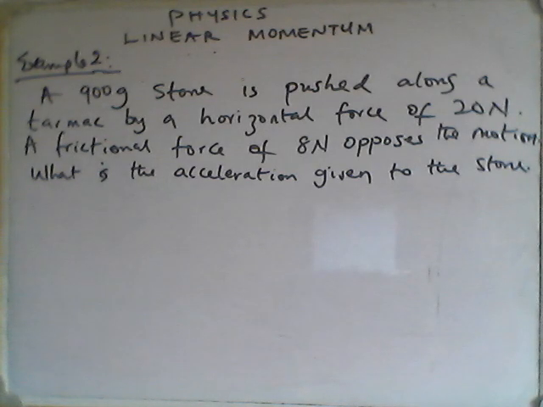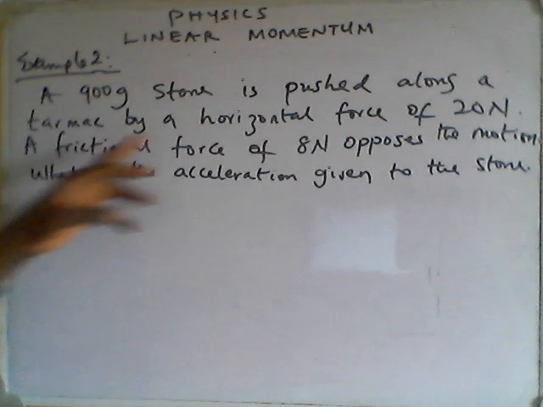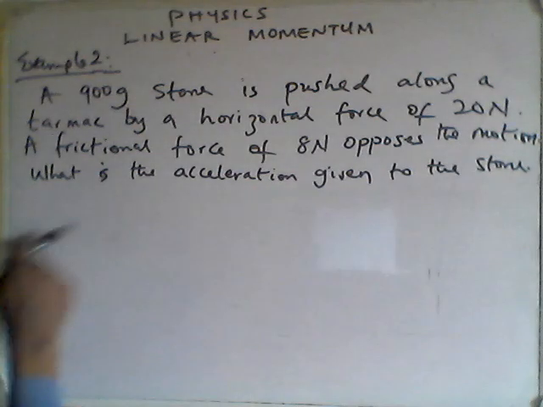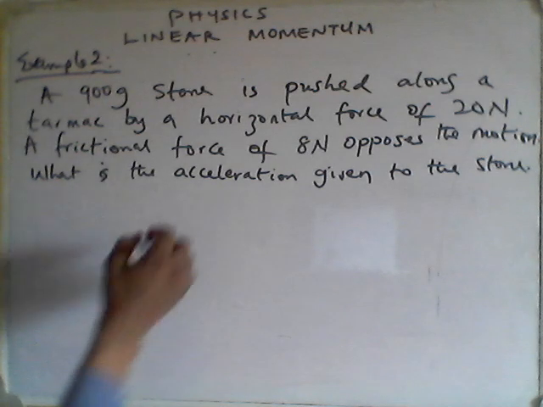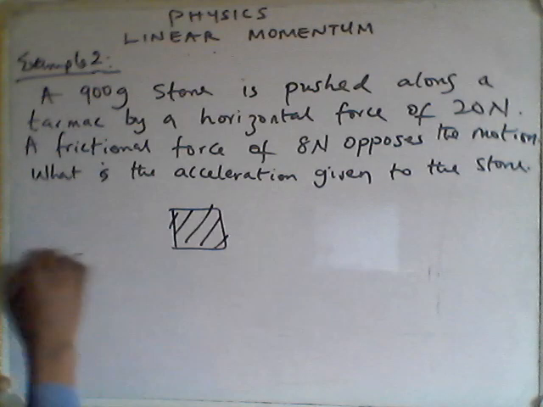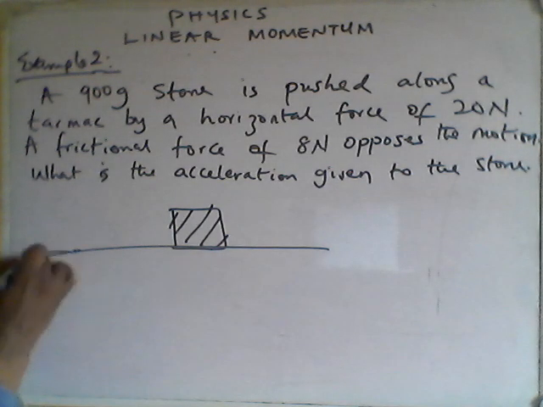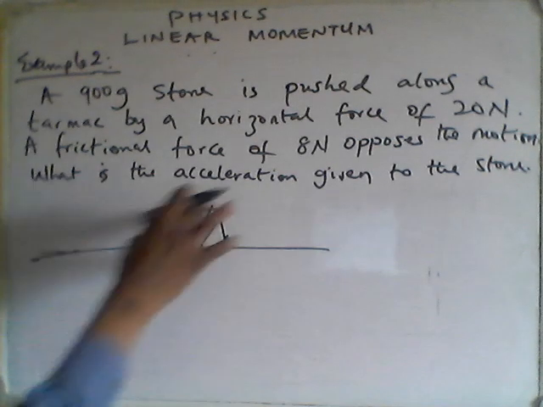Okay, so I have another question on the board. It says a 900-gram stone is pushed along a tarmac by a horizontal force of 20 Newton. A frictional force of 8 Newton opposes the motion. What is the acceleration given to the stone? Let me represent the stone like this. This is the stone, and it's on a horizontal tarmac. Sometimes it's good to represent the question in diagram form so that you can imagine what is going on.